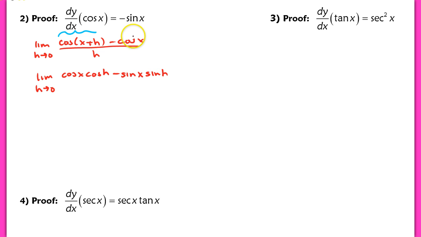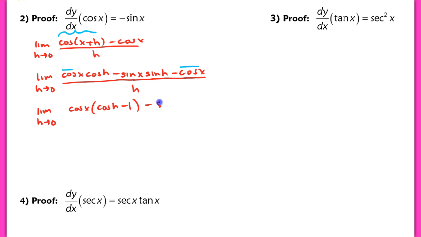And then minus, of course, the cosine x still. All right, maybe now you're catching on here as well in this step. We can rearrange the numerator here and we can factor out a cosine of x. So we have the limit as h approaches 0 of the cosine of x multiplied by the cosine of h minus 1 minus sine of x times the sine of h all over h.